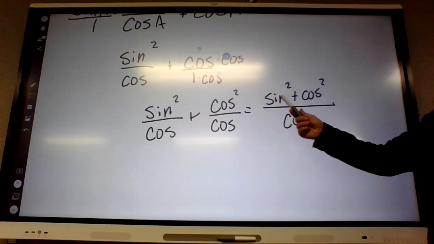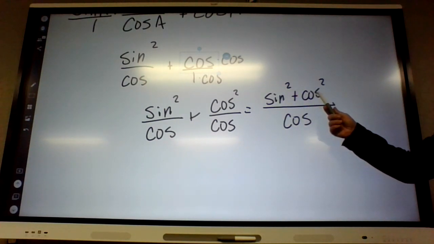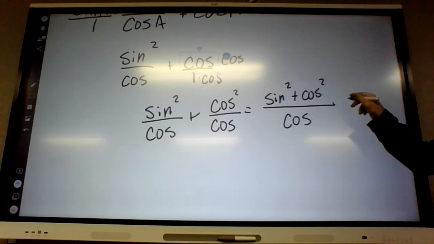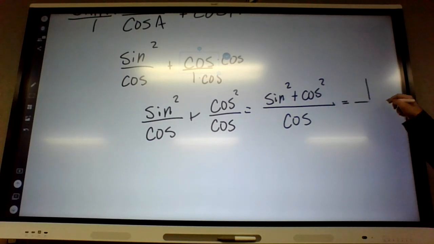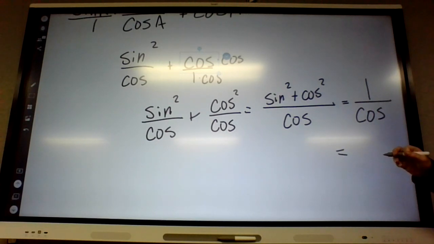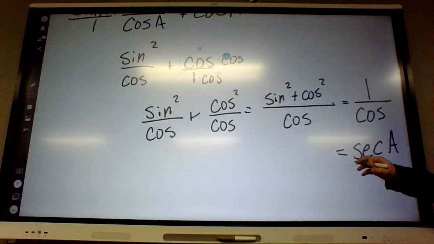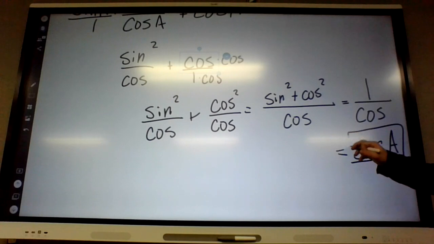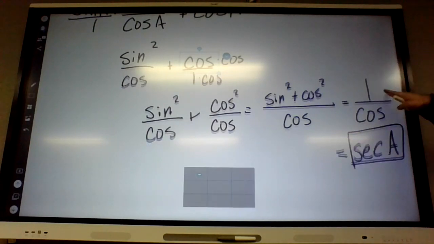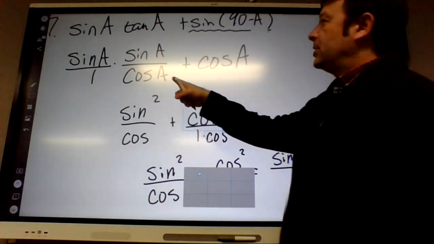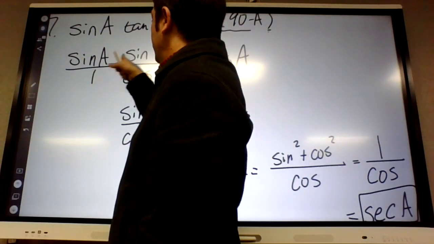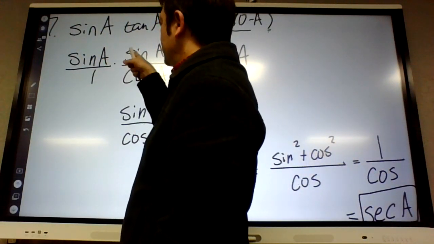Does this ring a bell yet? What's sine squared plus cosine squared? 1. So this is 1 over cosine, which equals, what's cosine upside down? Secant. I'll put the letter back in, the variable for the angle. That would be it. Where'd you get sine squared? Right here. So that turned into that. That times that, sine squared.